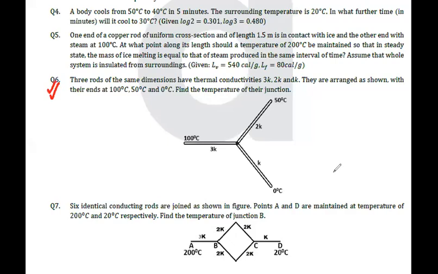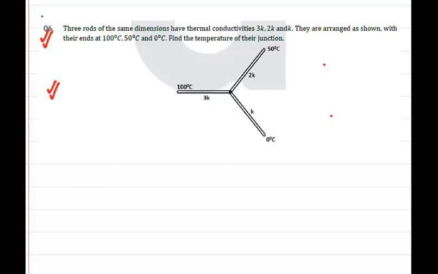Six and seven. Okay, six, seven. So anyways, we'll be discussing all the problems, but first six and seven. So start with six. Okay, Meet. So I guess everyone is able to solve this.